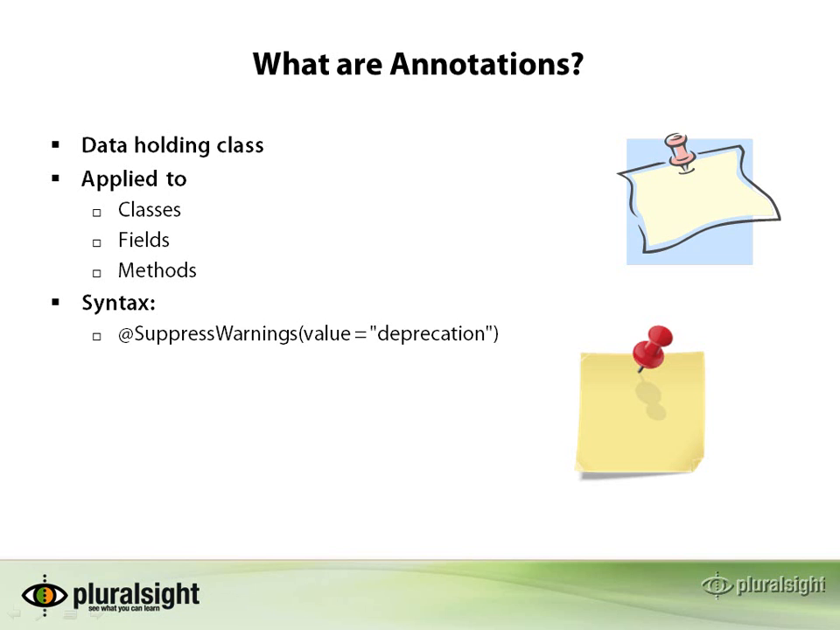An annotation could have multiple data fields in here that you could set, and if there's only one, you could omit this value equal part, and we could just put deprecation in here. But that's the basic idea of an annotation. You would just put this line of code before a line of code that you wanted this annotation to apply to. And if you did this at the class level, you'd put it right before the class declaration. The same thing for a method. So this is basically how you would create an annotation in Java, and we're going to actually get into the code and see how to do this in a little bit.